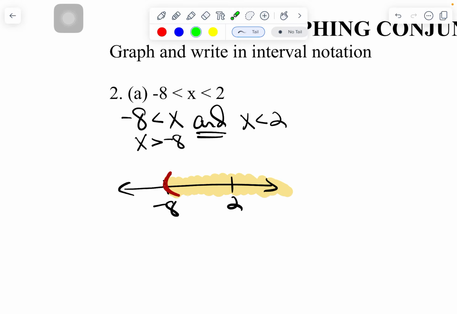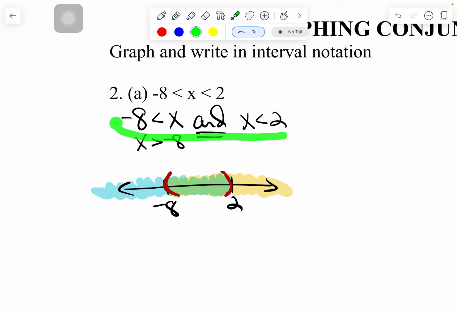Now, the second inequality says x is less than 2. So from 2, I'm going to shade to the left, right? Less than 2. But at 2 itself, again, parentheses here. So we have the stuff in yellow, -8 and greater. We have the stuff in blue, 2 and less.